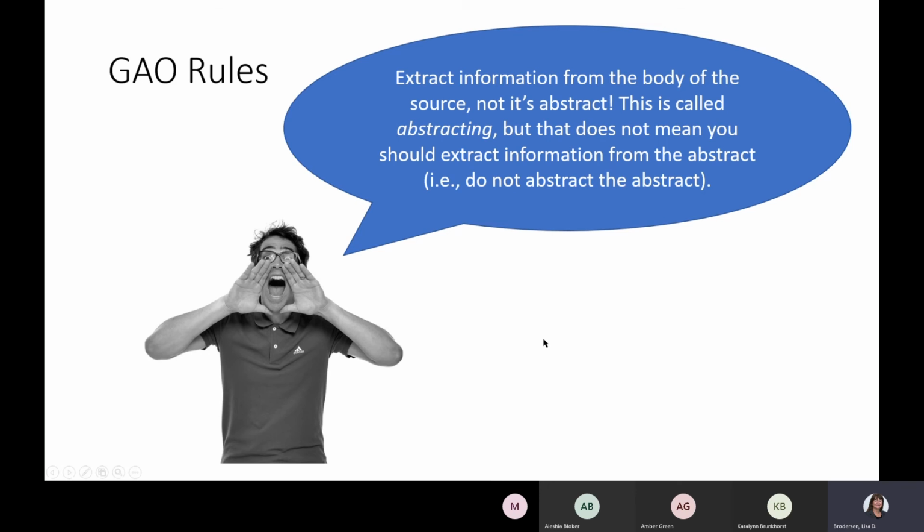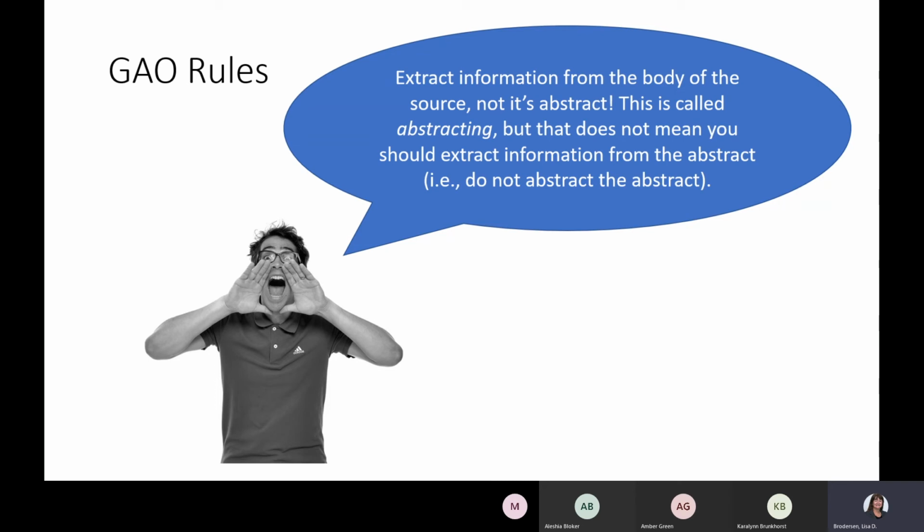Now, one thing I want to point out right away, just so you don't get confused about some terminology here, is that extracting information from the body of the source, or the body of the evidence in the source, is abstracting. So you want to get information from the actual article of the source, not its abstract. This is called abstracting, but that does not mean you should extract information from the abstract.